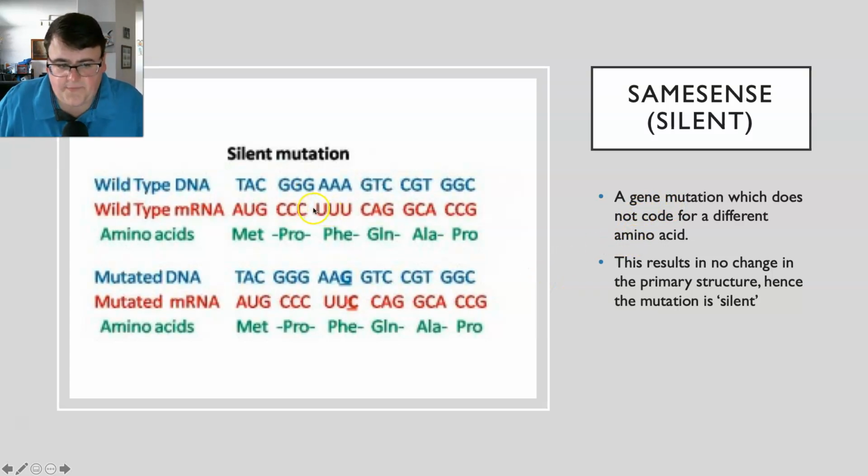So, over here, we've got a mutation. Instead of UUU, we've had UUC. The amino acid hasn't physically changed, which means the protein hasn't changed. This mutation is silent. So we call them same-sense mutations or silent mutations.